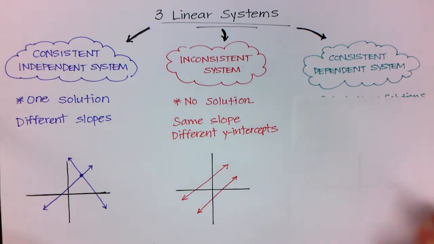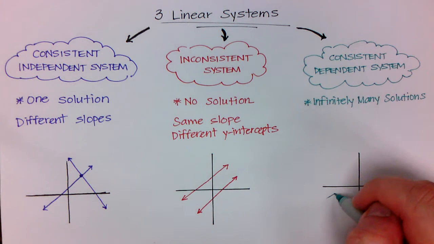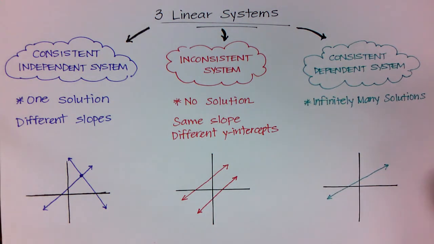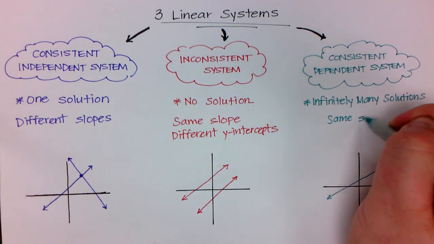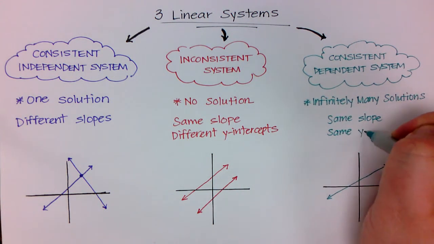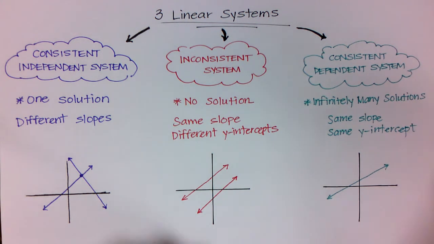And then for our third case, the consistent dependent system, it's going to have infinitely many solutions, which means you're not just going to find one solution, you're going to be able to find countless solutions because it's going to be one line on top of the other line. They're going to be the exact same line when you graph it. And so what we're going to find here is that they're going to have the same slope and also the same y-intercept. All right, so write that down, and then we're going to go ahead and do a couple examples right now.